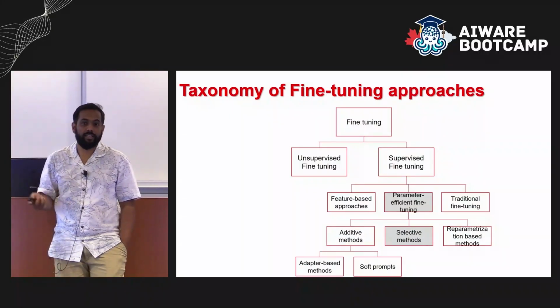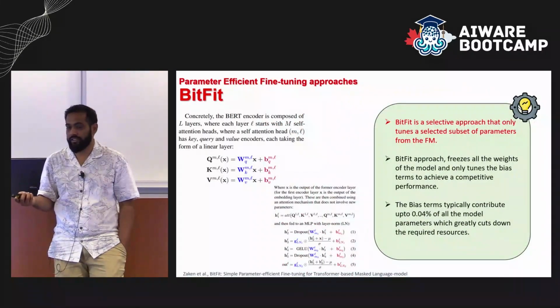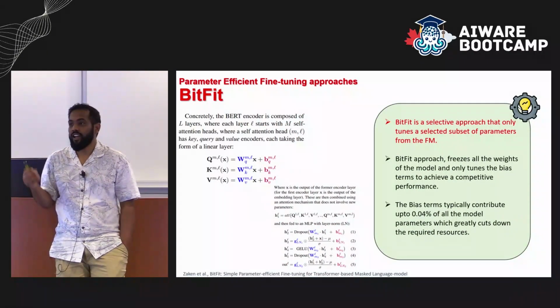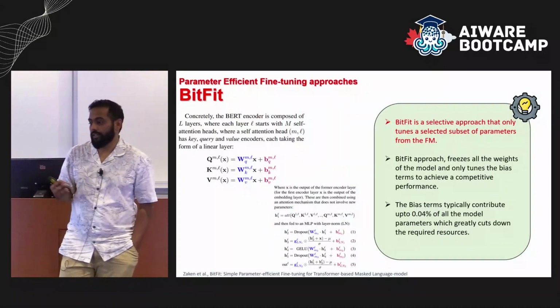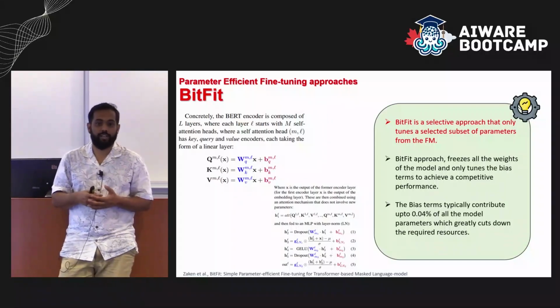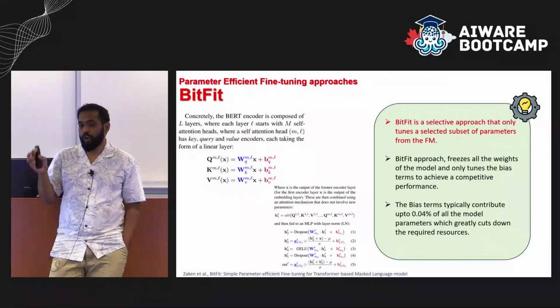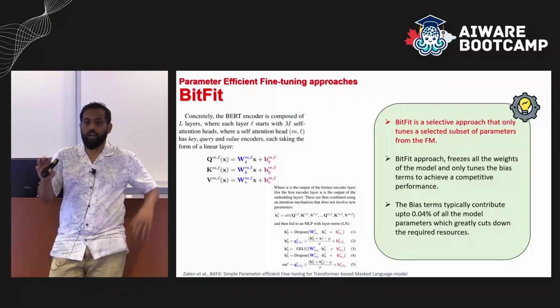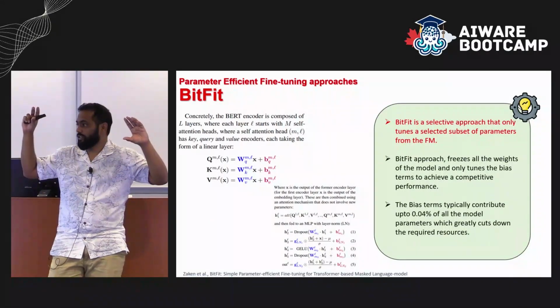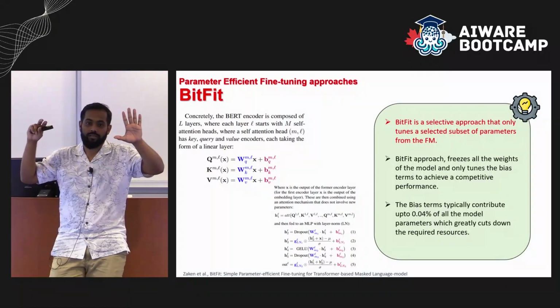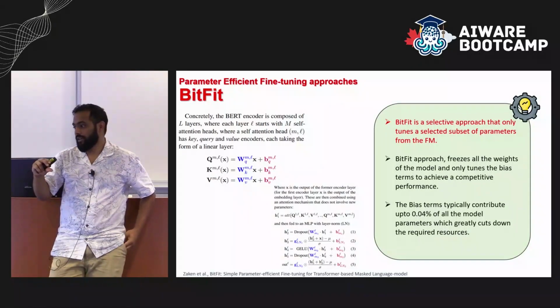Another parameter efficient fine-tuning method is the selective method, where, as I was telling earlier, we only update a specific subset of the model weights. BitFit is one such parameter efficient fine-tuning approach, where only the bias terms are updated. All of these neural networks have a weight and bias value associated with them, right? And all the weights are frozen, and only the bias terms are updated.